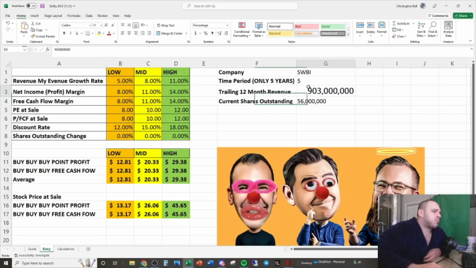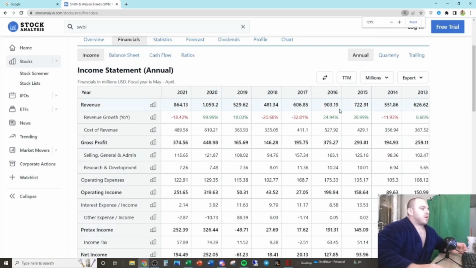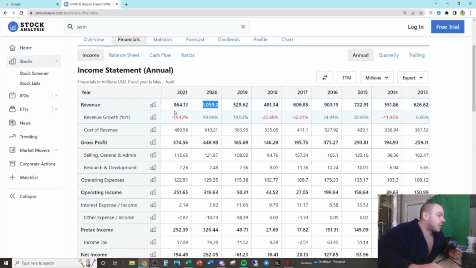However, here's the problem, okay? This model is fundamentally flawed. Look at the revenue over the next couple of years. So Smith & Wesson, let me zoom in a little bit. It's the top row right here. They had 903 million in 2016. The next year, the first year of your model, they had 606 million. The second year, they had 481 million. And the third year, they had 529 million. And then a huge explosion because of the lockdowns. And then it started to return to the mean.